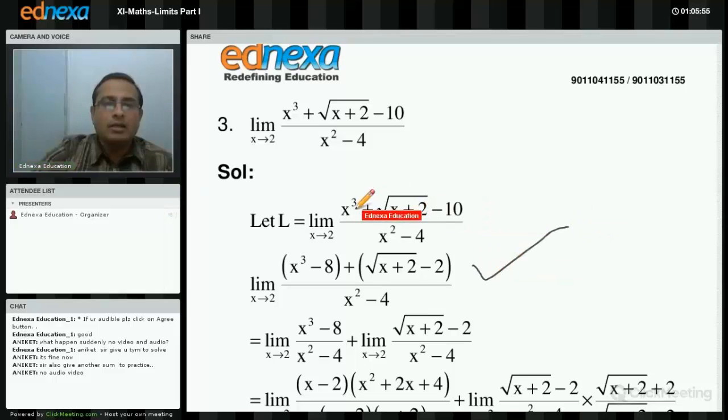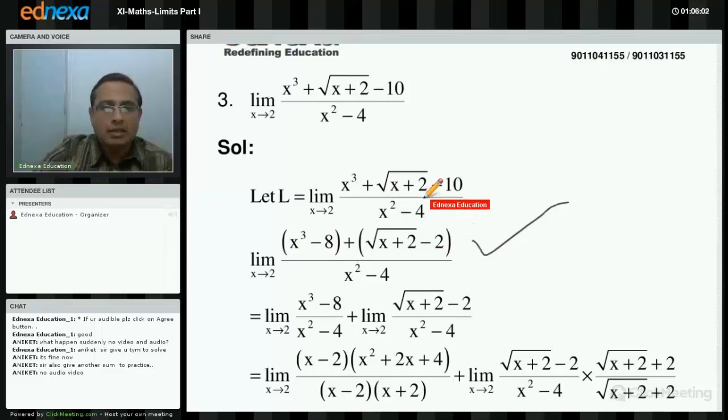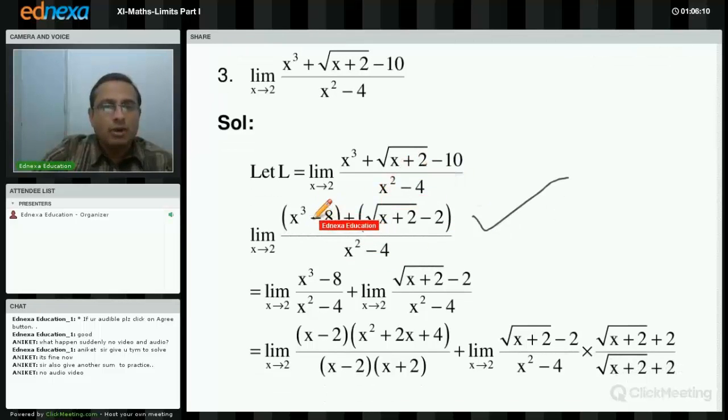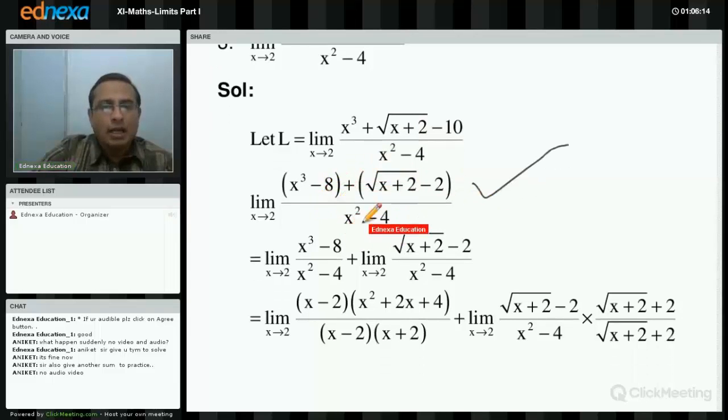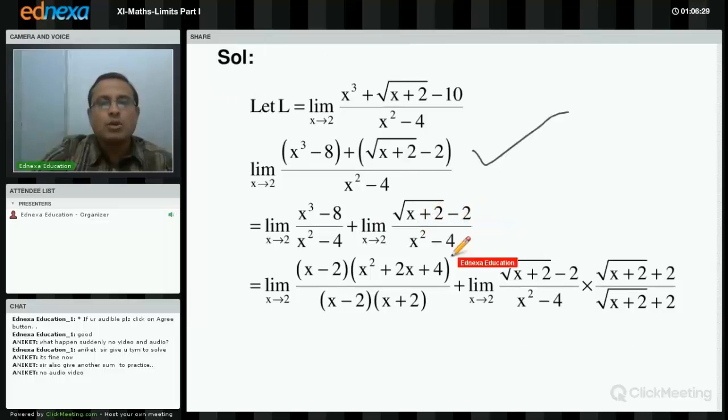I have written x cube minus 10 as what? x cube minus 8 minus 2. Is this correct? Yes. I have written the same thing in different form, which is allowed. Now what is the advantage of splitting minus 10 as minus 8 and minus 2? In the next step, I can split the numerator to get limit of x cube minus 8 upon x square minus 4 as x tends to 2, plus limit of root of x plus 2 minus 2 upon x square minus 4.